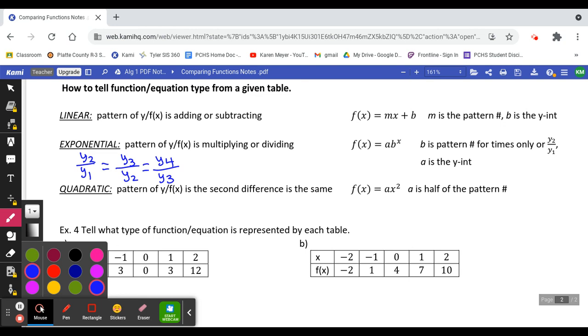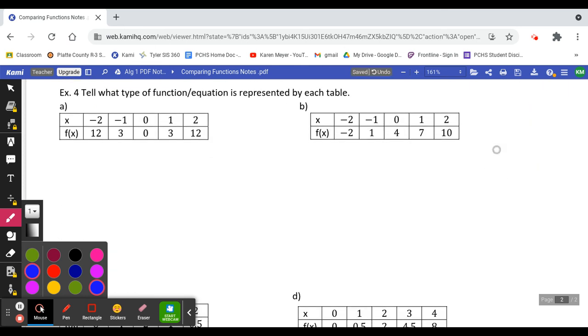Okay, quadratic. To be a quadratic, the pattern of the y or f of x numbers is that the second difference all the way through would be the same. And we're only going to be working with the most basic quadratics, and the most basic quadratics will look like ax to the power of 2. And a is going to be half of your second difference pattern number. So when I say pattern number, I mean the second difference number. So it'd be half of that.